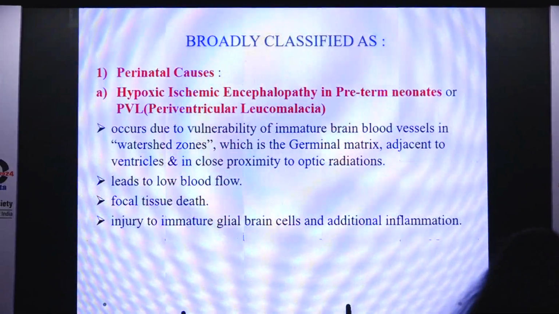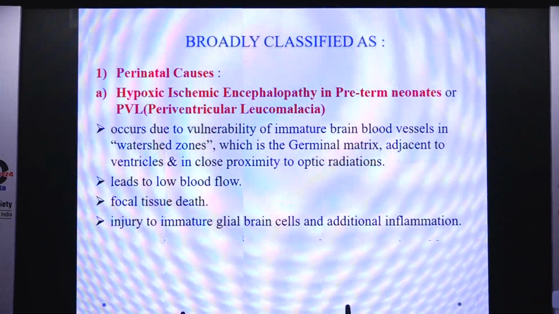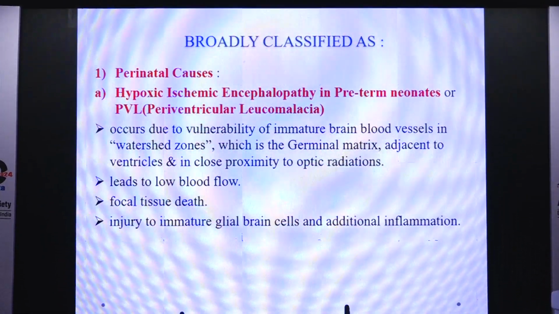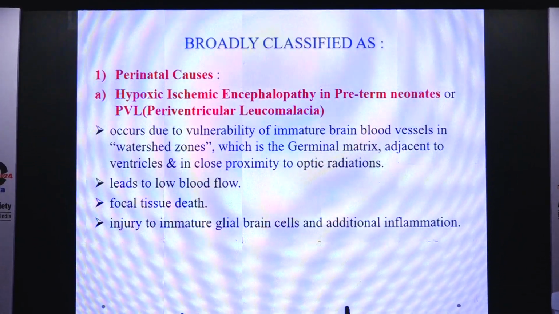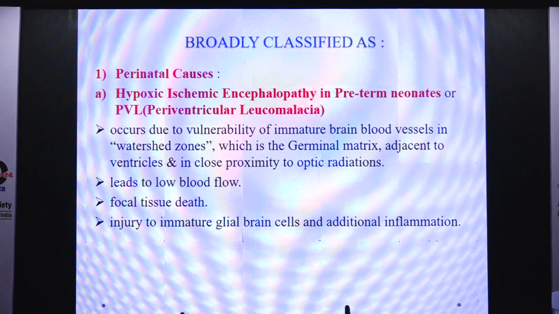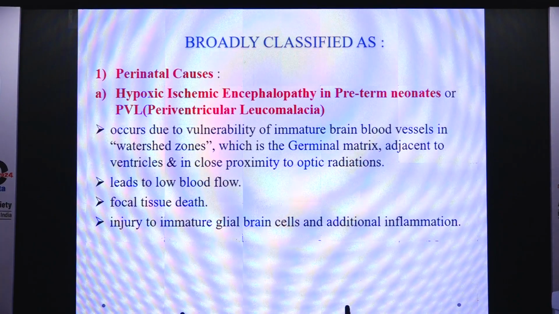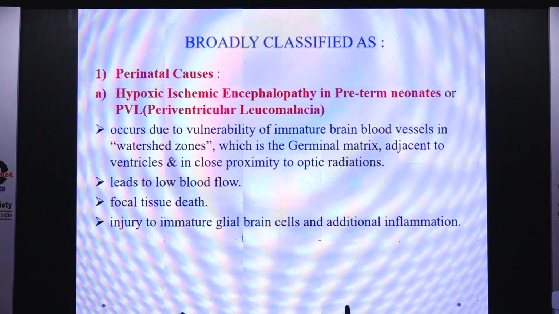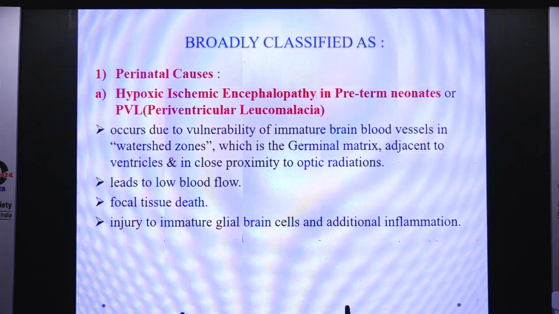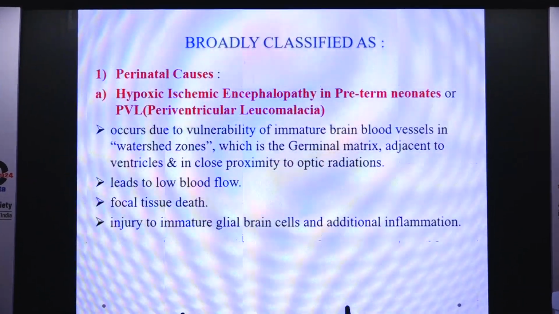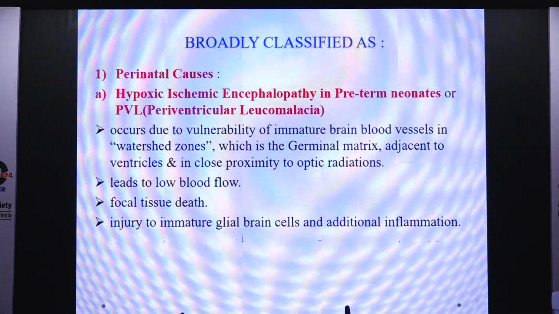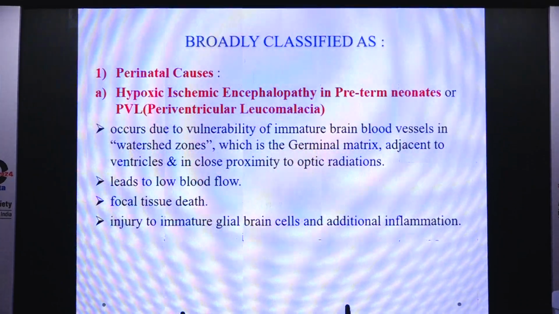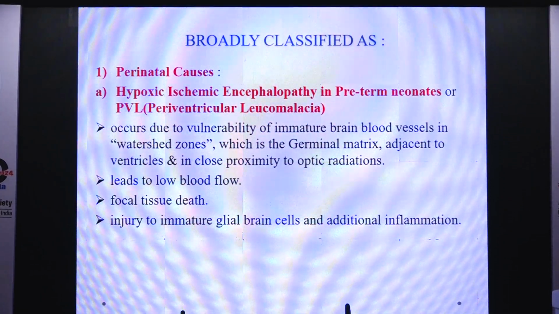Broadly, it can be classified as perinatal causes, which includes hypoxic ischemic encephalopathy in preterm neonates, or PVL, periventricular leukomalacia. It occurs due to vulnerability of the immature brain blood vessels in the watershed zones, which is the germinal matrix, adjacent to the ventricles and in close proximity to the optic radiations. It leads to low blood flow, focal tissue death, and injury to the immature glial brain cells and additional inflammation.